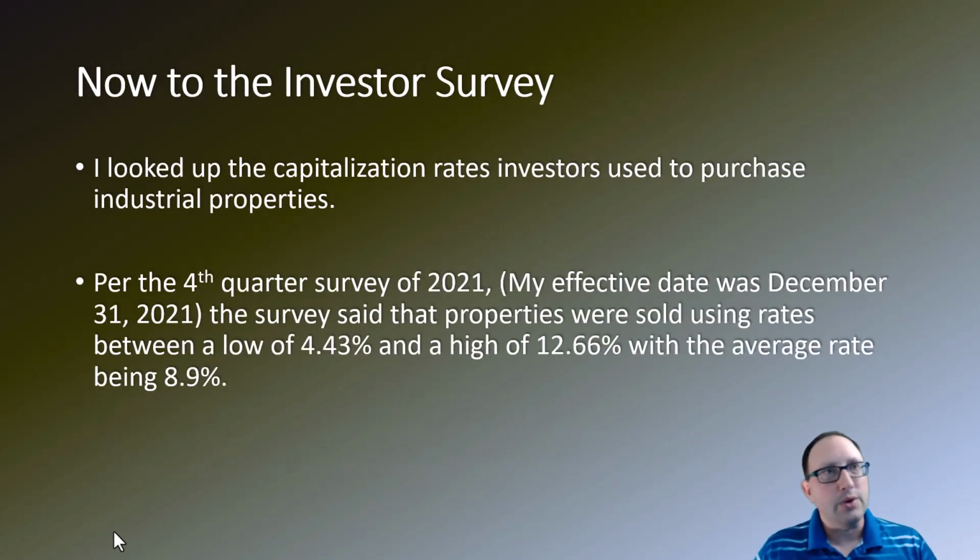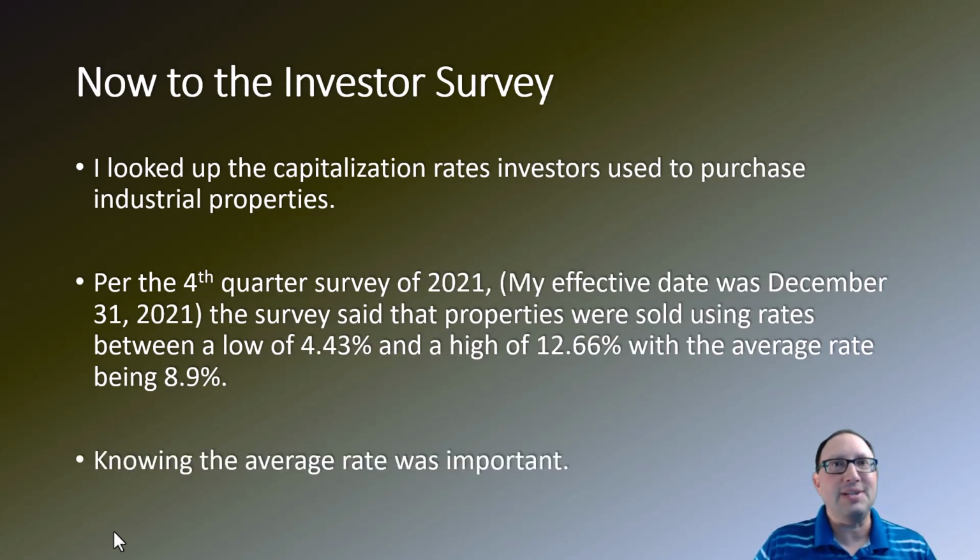So I went to the investor survey and looked up the cap rates used by investors to purchase industrial properties. Per that fourth quarter survey, my effective date was December 31st. The survey said that those properties had been purchased with cap rates ranging between 4.43% and a high of 12.66%. Remember, the lower the cap rate, the higher the value. The average rate was 8.9%. That's going to be important in just a little bit.